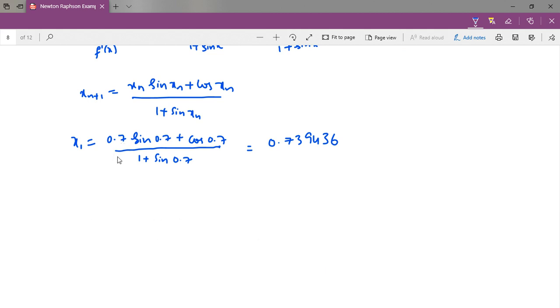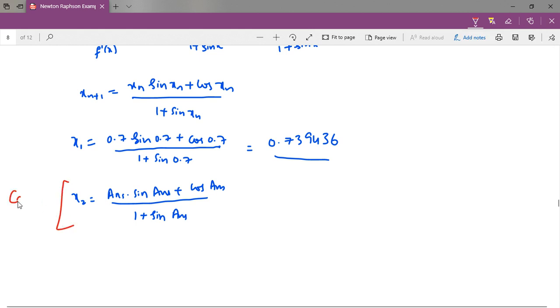Again, in place of 0.7, use the answer key. So your x2, using a scientific calculator, will be answer into sin answer plus cos answer, divided by 1 plus sin answer. I am telling you this using a scientific calculator, because we have already got this as the answer now, and I am using this answer for x2. In place of 0.7 just replace it by the answer key. Note this step. This is not a mathematical step. This is a calculator step I am writing.